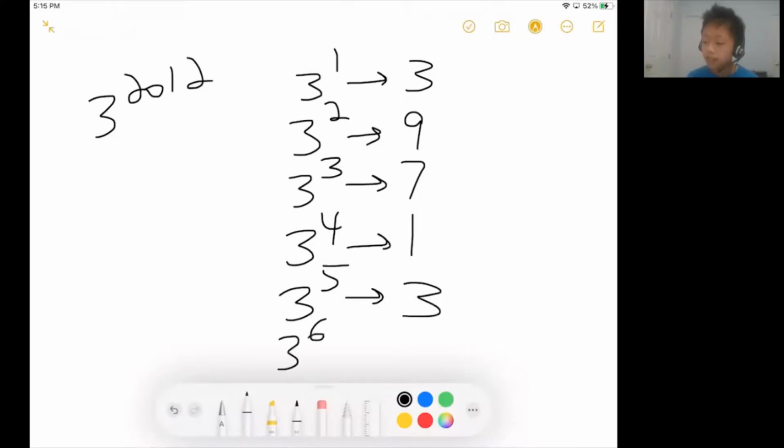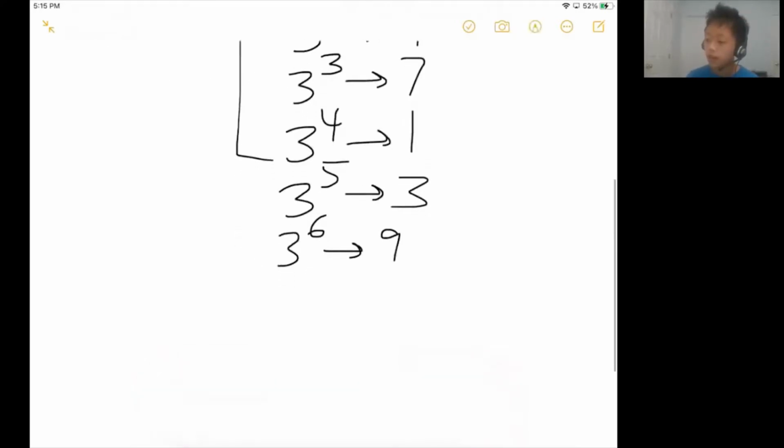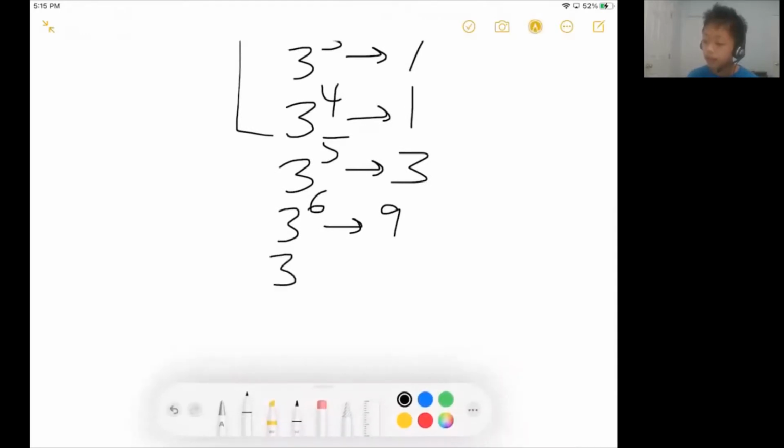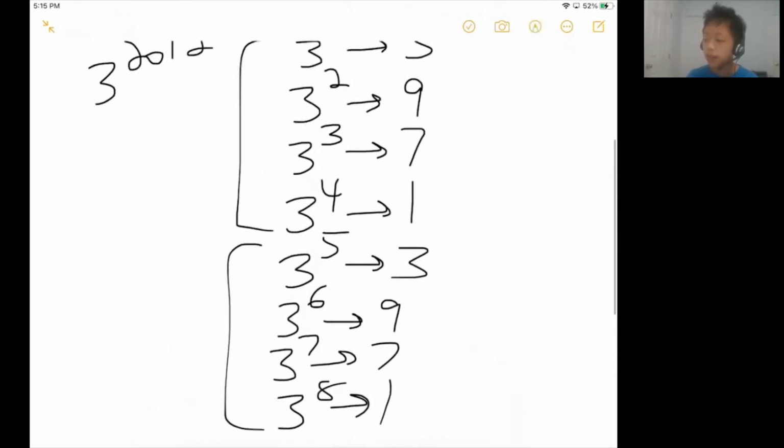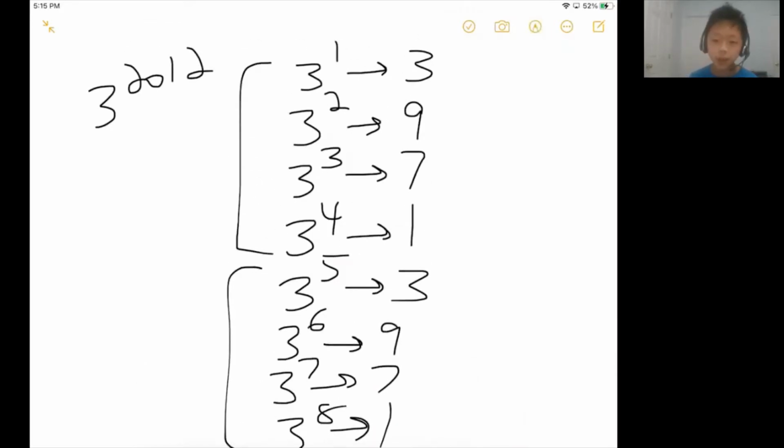3 to the 6, you would take this 3 and multiply by 3. You'll have a units digit of 9. And notice that we're starting to see a pattern in cycles of 4. If we went on to 3 to the 7, that would give us 7, and 3 to the 8 would give us 1. Notice that this repeats in cycles of 4. It goes 3, 9, 7, 1, 3, 9, 7, 1. So the units digit repeats in cycles of 4.